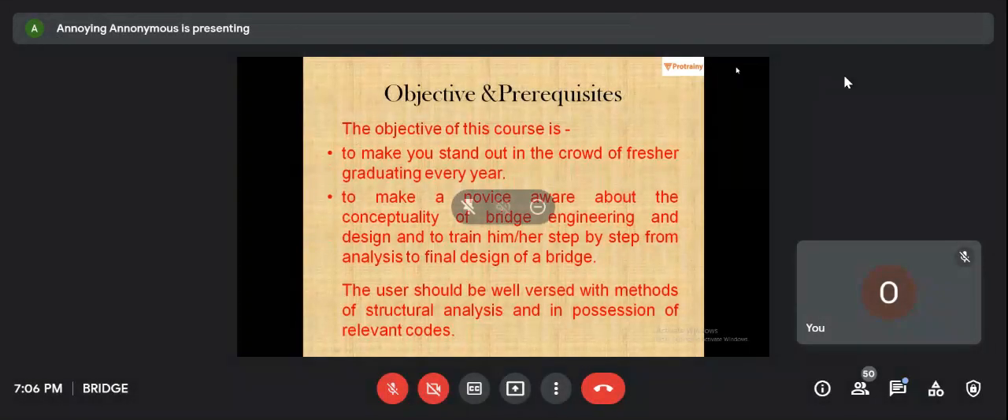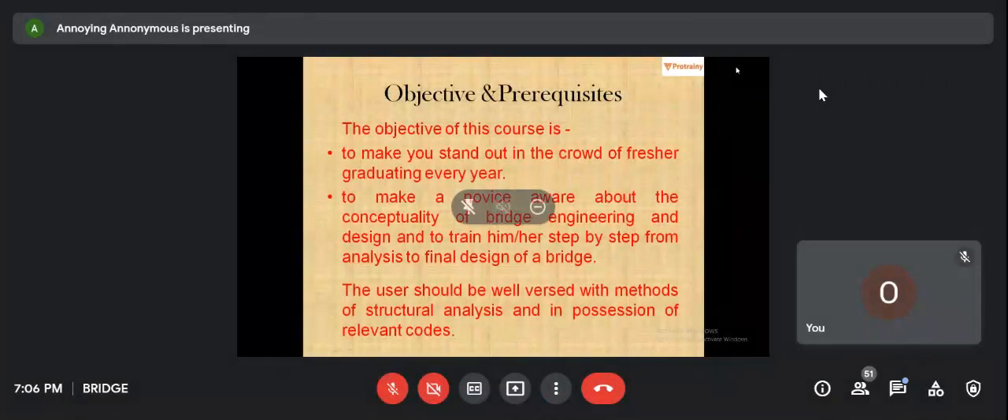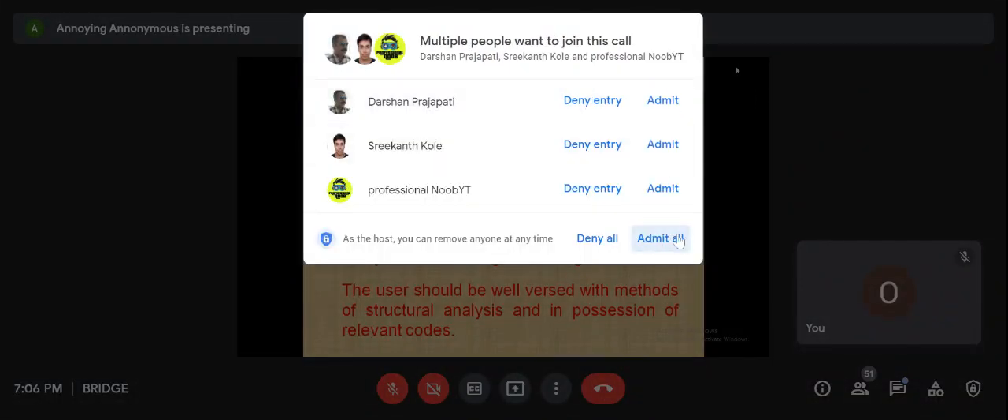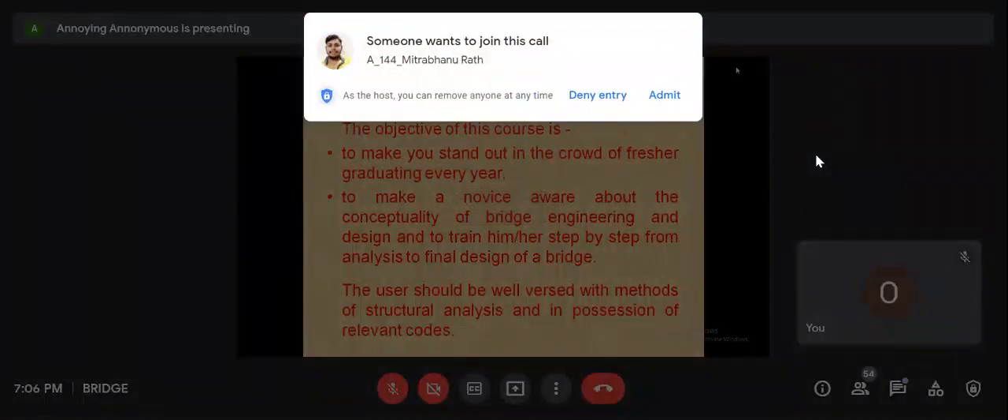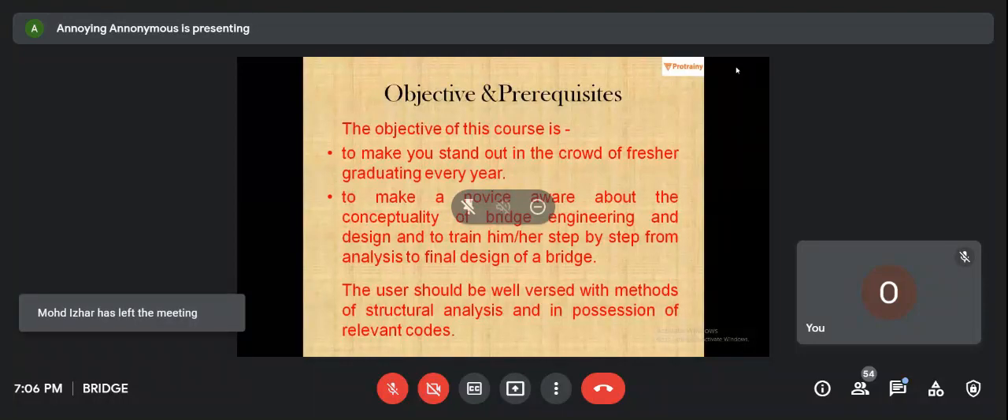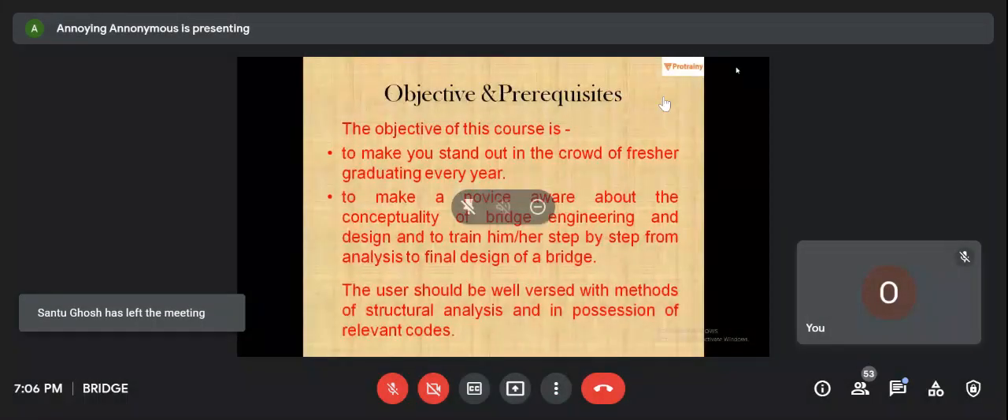Another most important thing is that you have to be in possession of relevant codes. I will provide the codes we are using in the next classes, not in this demo class, and you can find these codes online. It's not about me providing you a list before you can get them. You have to have IS codes as well as IRC codes in order to get maximum from this coursework.